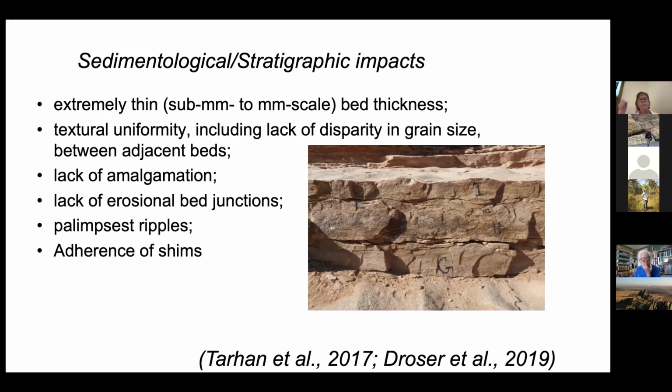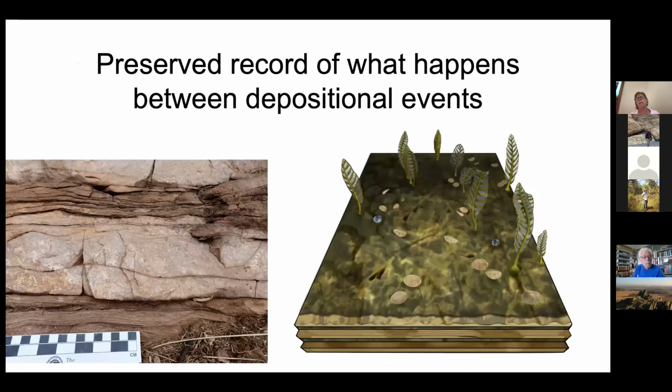And another aspect of this is adherence of shims. If there is not a well-developed mat, then the underlying bed will adhere to the overlying bed. What's interesting in all of this is that when we think about the sedimentary record, and I come from a department with Pete Sadler, so we think about incompleteness a lot, you think about what the record is: are these actual depositional events? We know these instances where you have deposition or erosion and deposition, but how much happens between beds is the unknown. This is one of the things that many sedimentologists and stratigraphers worry a lot about. How do we grapple with that?